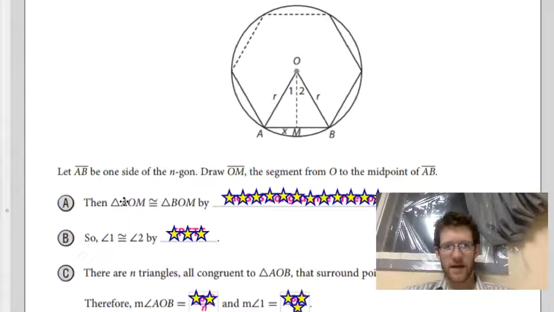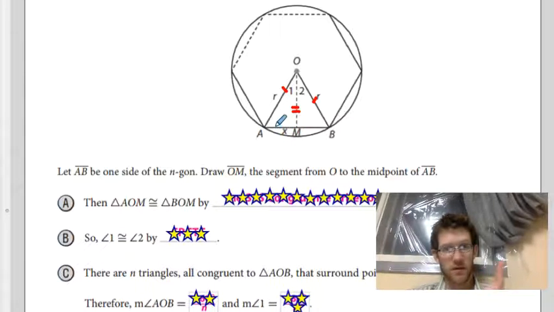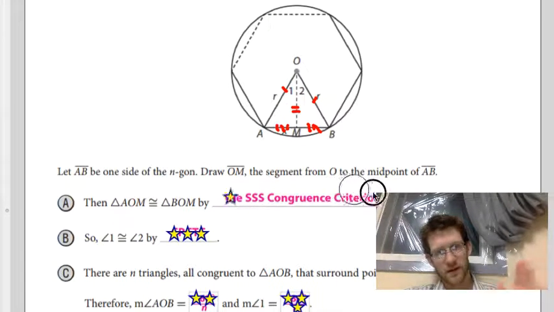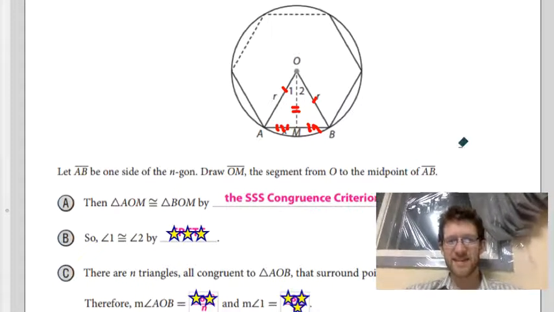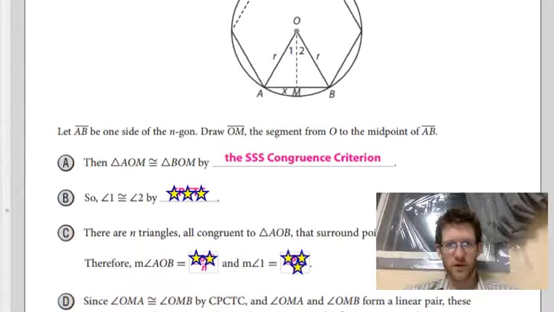Then it asks, how do we know that these two triangles, AOM and BOM, are congruent? Well, we know the radius is congruent to the radius. We know this line to the midpoint is congruent to itself. And since this is the midpoint, this is congruent to this. So which triangle congruence theorem are we going to use? Angle, angle, side, or side, side, side? Side, side, side, triangle congruence theorem, right? So we know these two triangles are congruent.